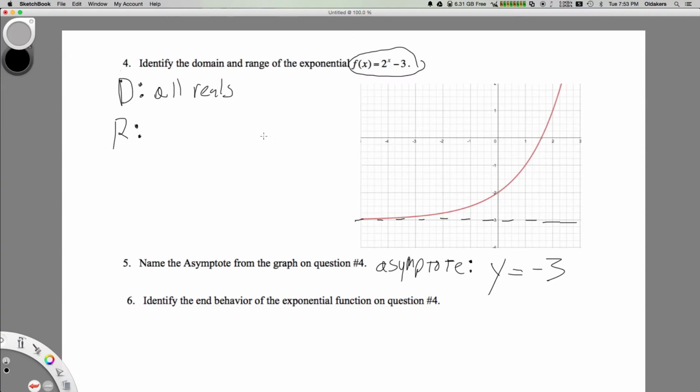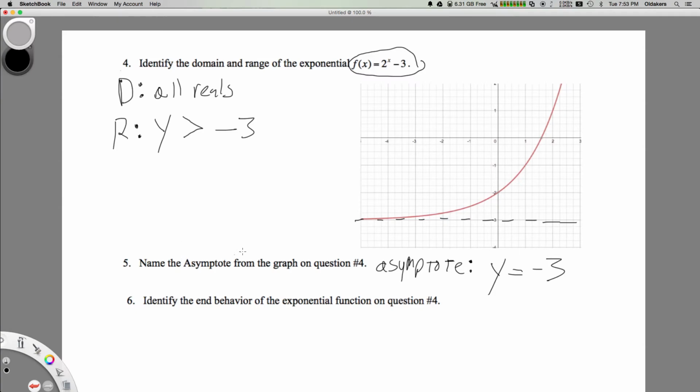The range is going to be anything above this asymptote. So you have an asymptote at -3, and we have to just know this because it's the definition of an asymptote: the line is never going to cross -3. It's never going to touch it. So we need to use a symbol that would mean it's going to get close, but it's never going to quite get there. So y greater than -3. There's your range.